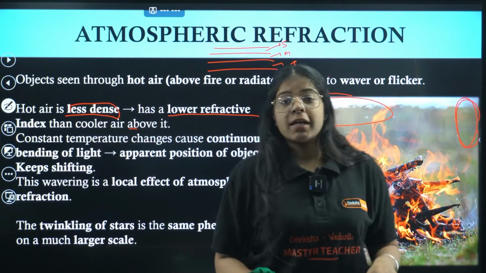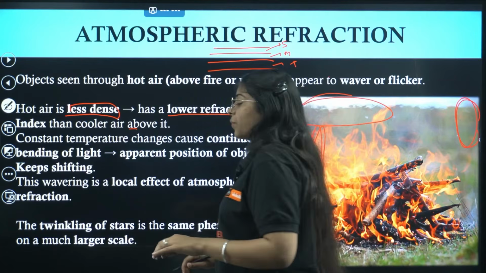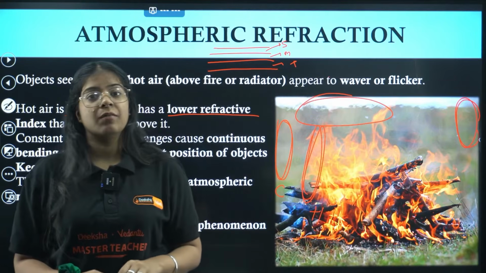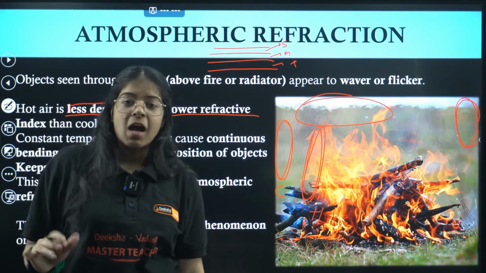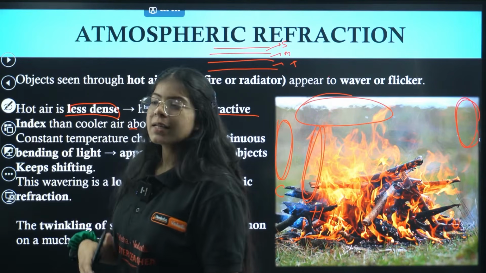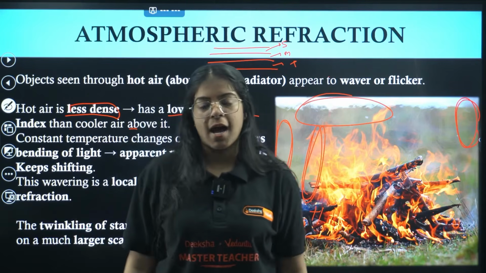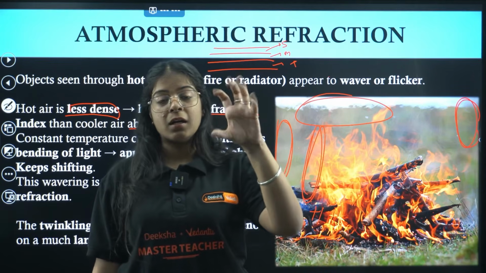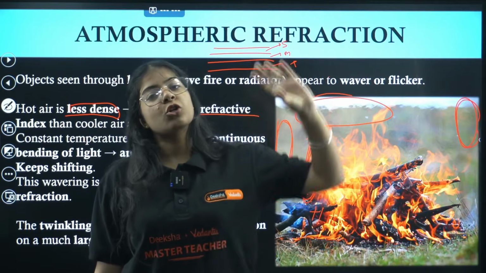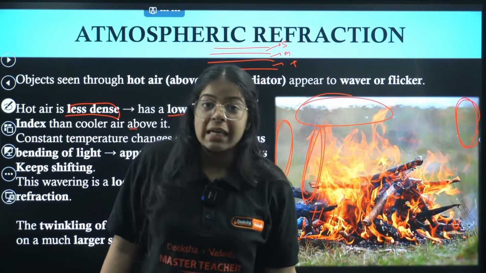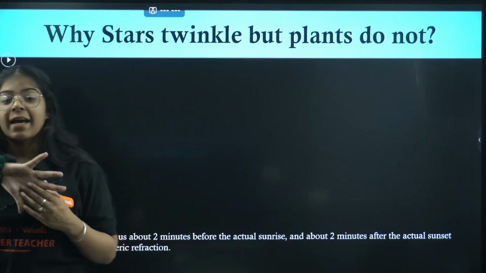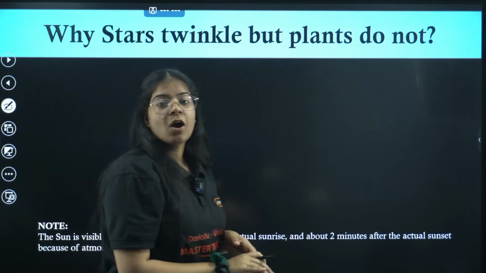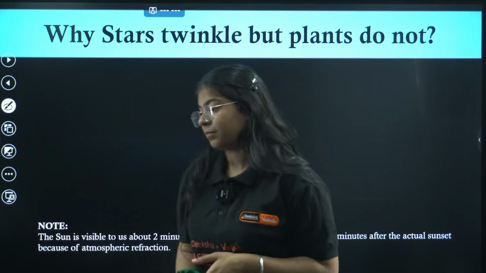Now, there is one more thing you must have noticed, that the stars twinkle. Do you think that the stars, which are millions of light years away, are twinkling? They are just like our sun is a star. Does it appear to twinkle? No. But the stars which are too far away from us, they appear to twinkle. Why does that happen? Again, it is a phenomenon of atmospheric refraction.